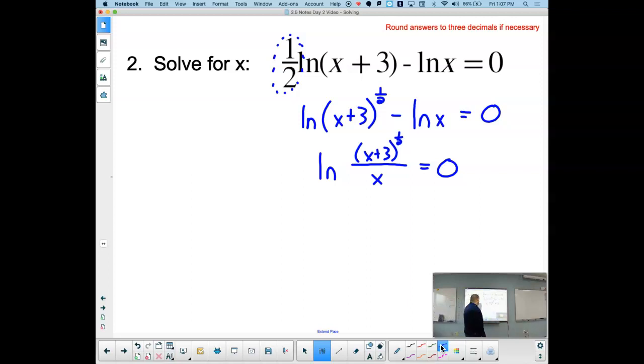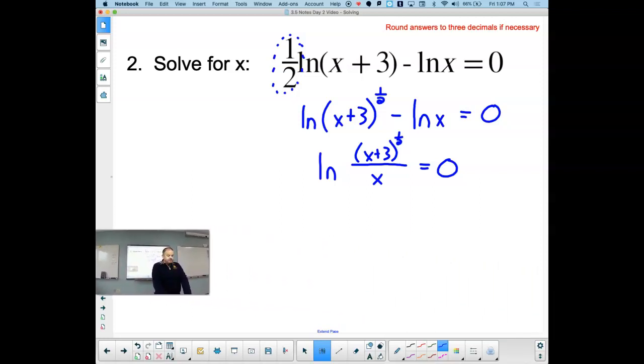Now I can utilize the change of form, I think is probably the best way of saying it. Here my base, this is log base e. Okay? So then I would have e to the 0 power equals x plus 3 to the 1/2 power all over x.